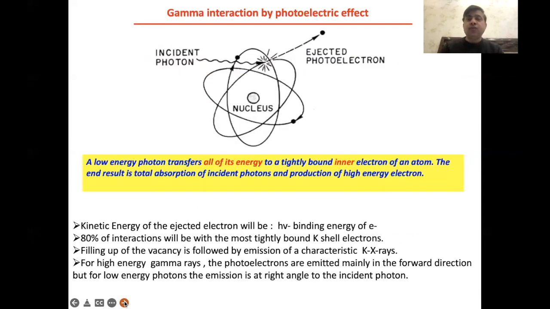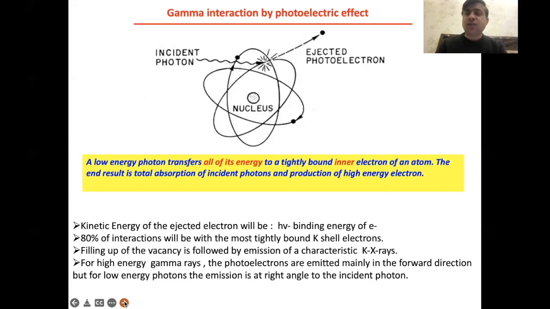So, what happens in the photoelectric effect? We know, and it has been taught to us since class 11, what the photoelectric effect is. But now, let us discuss this photoelectric effect in reference to radiation exposure. A low energy photon transfers all of its energy to a tightly bound inner electron of an atom. Inner electron. It means that it is not an outermost shell electron, it is a tightly bound inner electron.